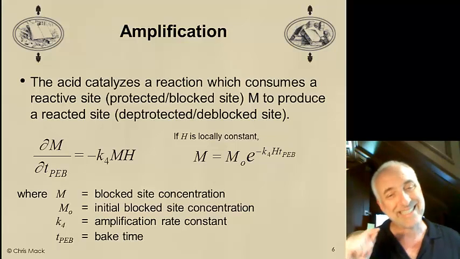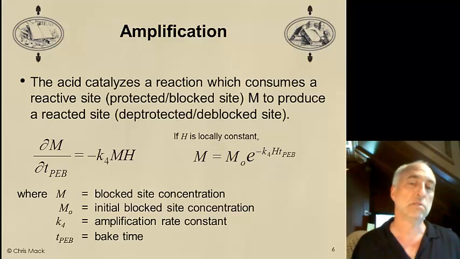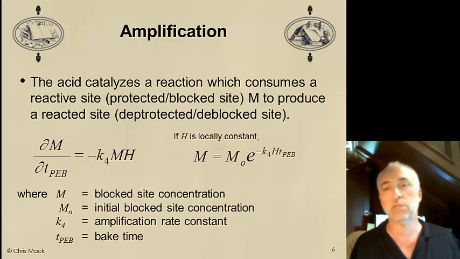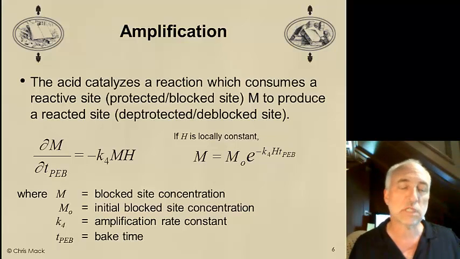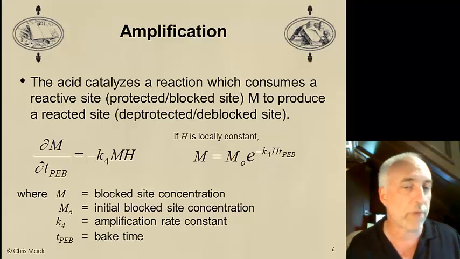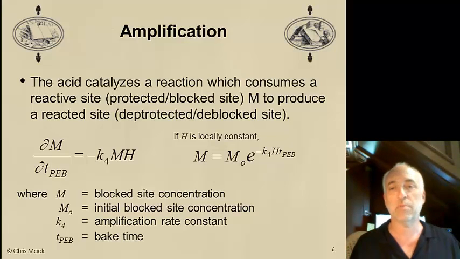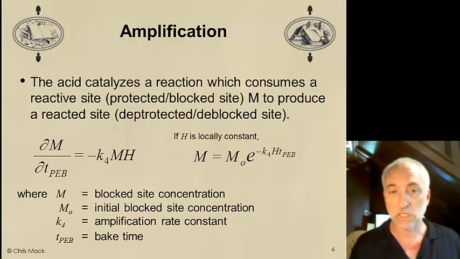We'll find out in the second part of this two-part lecture series on chemically amplified resist that this is not a good approximation in general, but we're going to use it anyways to come up with a simple answer and a simple framework for thinking about how chemically amplified resists work. So if H is constant, we integrate, and we see that the number of block sites will go down exponentially, e to the minus rate constant K4 times H times the bake time.